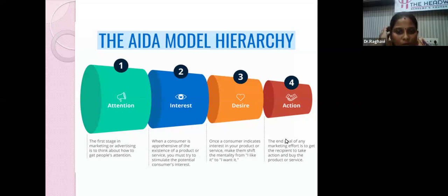Perfect. So the last point is about taking action. As soon as the desire to buy your product is aroused, it has to transform into action. End of the day, that is what we as instructional designers are working on. So this is going to give them the confidence.